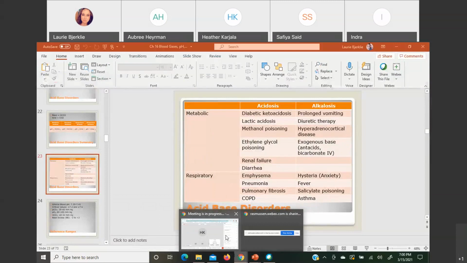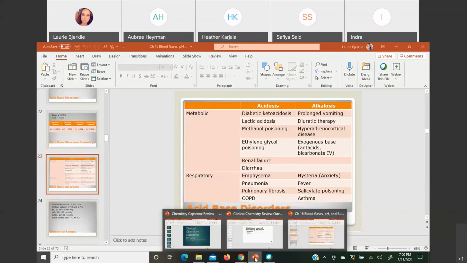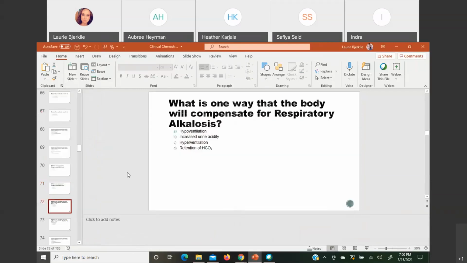All right. Well, let me see here. Where were we at? Okay. What is one way that the body will compensate then for having respiratory alkalosis? Your body's got to get your pH back to normal. How can it compensate and do this?